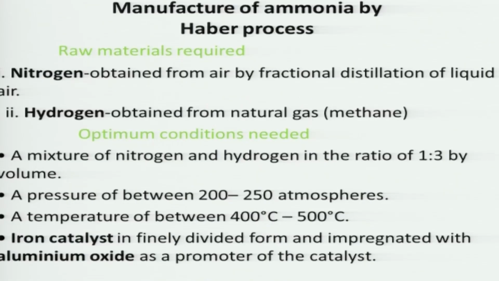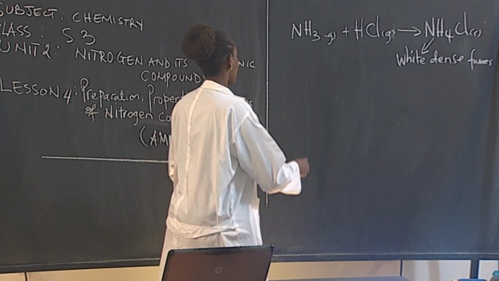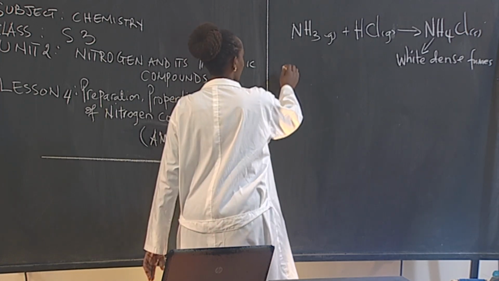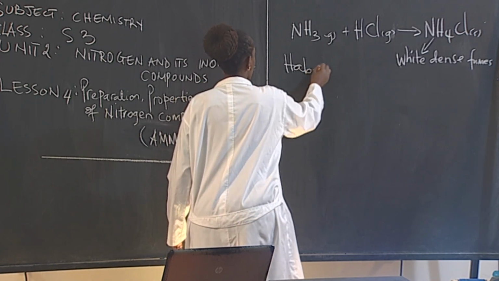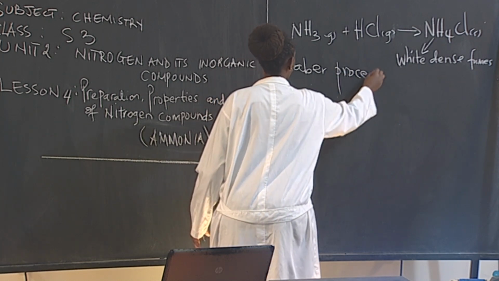Another thing we need to look at under ammonia gas is that we can also manufacture ammonia by what we call the Haber process. After looking at the laboratory preparation of ammonia and the physical and chemical properties of ammonia, there is another way on how we can prepare ammonia, by the Haber process. Another way to manufacture ammonia is the Haber process.